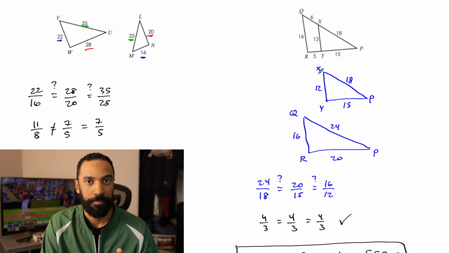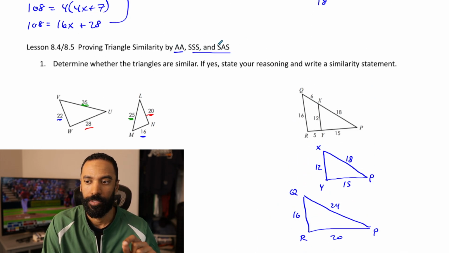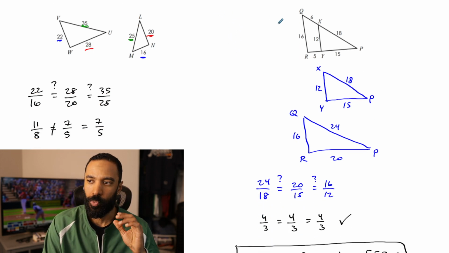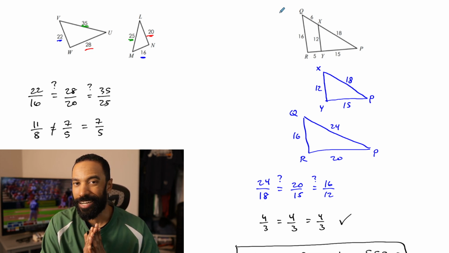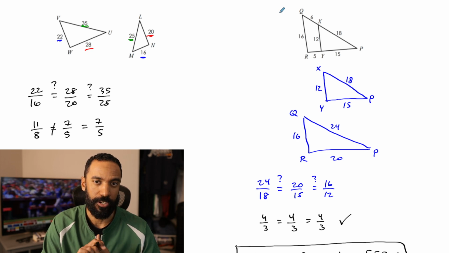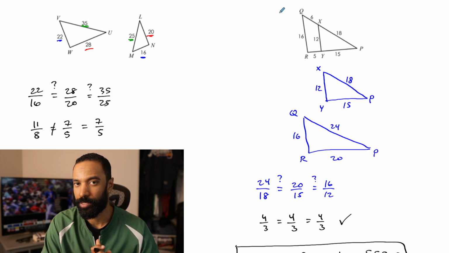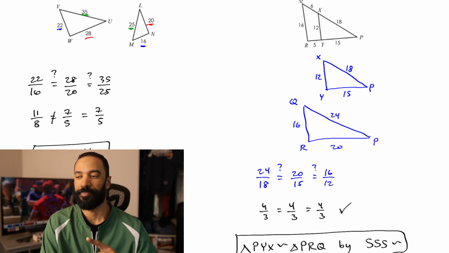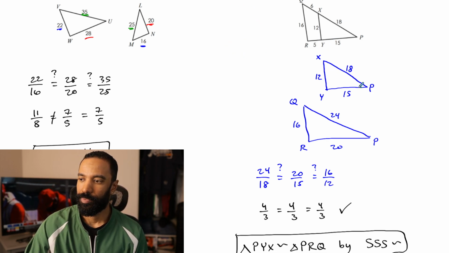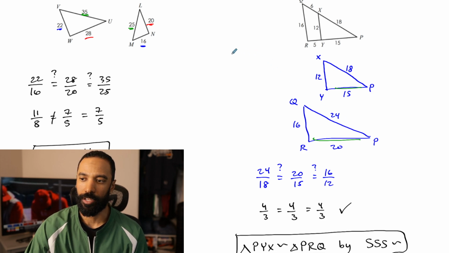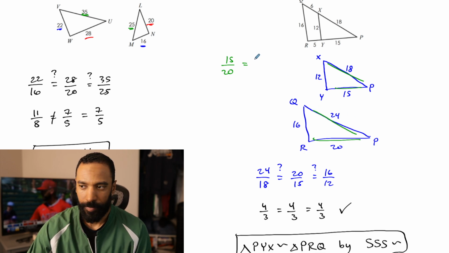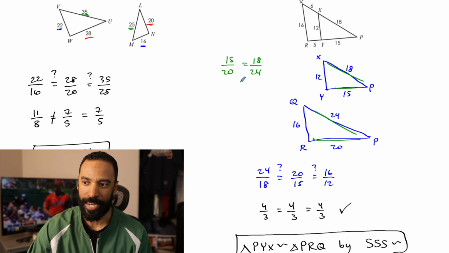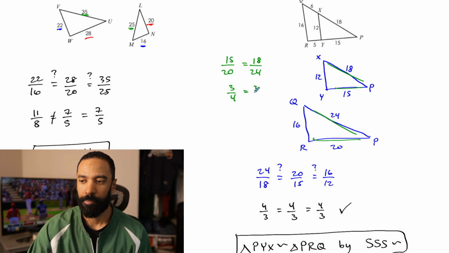Could we have done this another way? Yes, there's also side angle side. Now, side angle side is where you have two sets of sides that are in proportion with one another, and the included angle, the angle in between those sets of sides that you're testing with that are in correspondence, are congruent. Now, we did demonstrate that 15 over 20, I'll do it the other way. 15 over 20 equals 18 over 24. At least we demonstrated proportionality. Clearly now this is going to be the other way, but it still works, right?